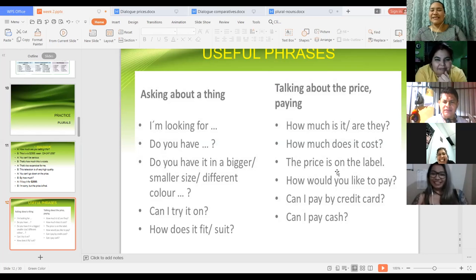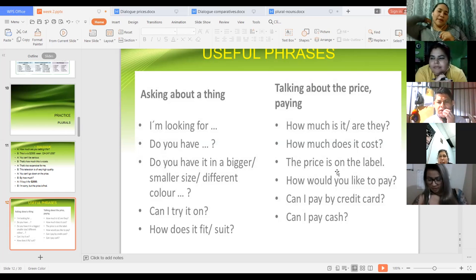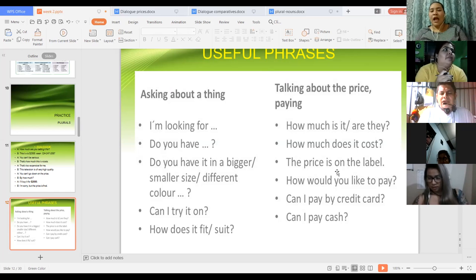The price is on the label, right? Label. The price is on the label. Label. I don't have etiqueta. A label here. Es la etiqueta, ¿verdad? Por lo general vienen en las camisas, ya sea en la parte de atrás con la viñeta o en esta parte de acá, ¿verdad? Vienen colgadas. Entonces, the price is on the label.